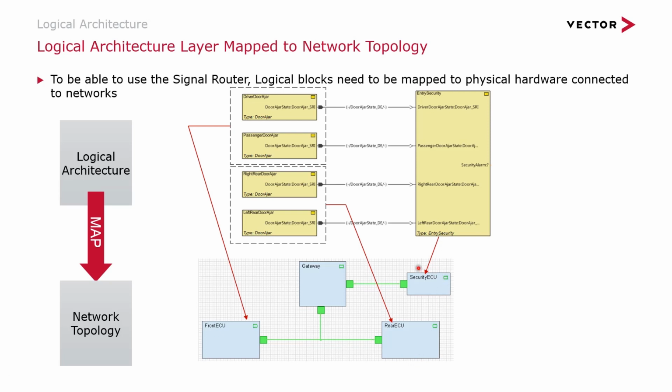And we also have something called a security ECU that is now mapped to this entry security function, and it happens to be on the other side of the gateway. So when we want to use the signal router to create these signals for us instead of defining them manually, this approach will allow the router to know how these signals have to traverse the connected bus systems.